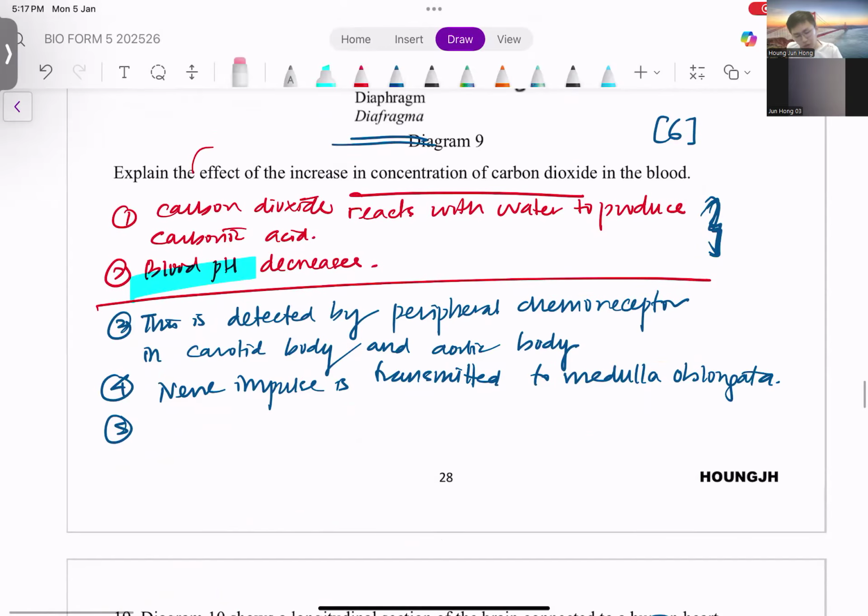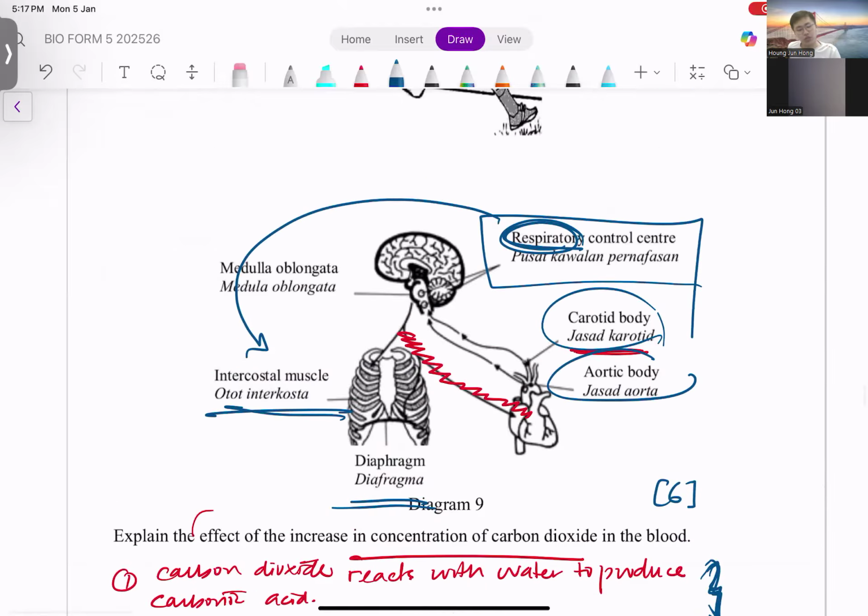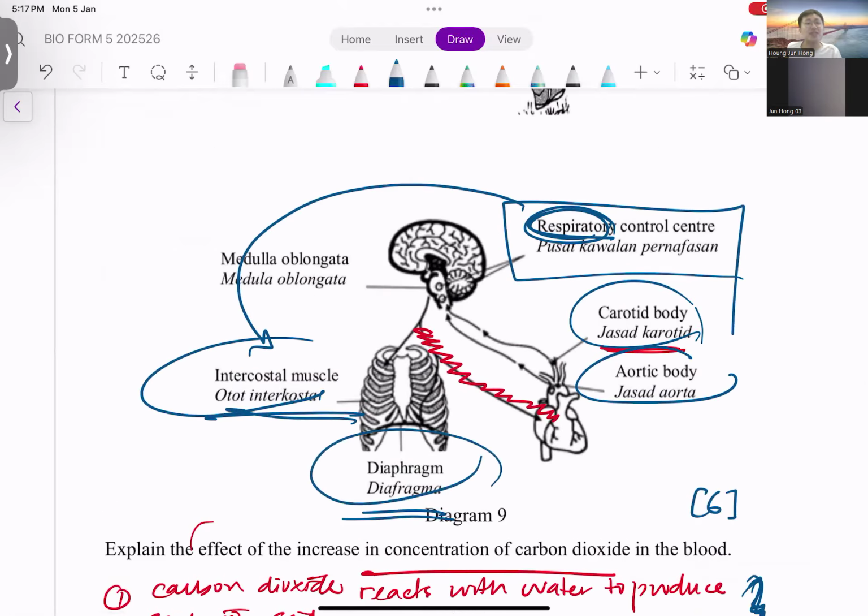So your respiratory control center is the one that needs to transmit nerve impulses out, because the medulla oblongata is a huge place. Who controls respiration? The respiratory control center. So this guy is going to send nerve impulses to different places. Specifically, the respiratory control center should transmit to, already written out clearly for you, the intercostal muscle and diaphragm.